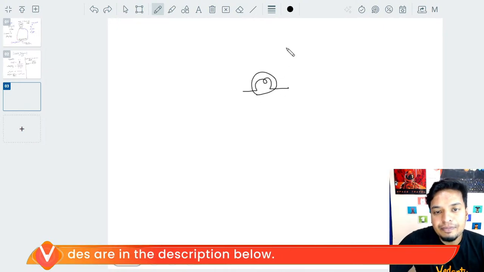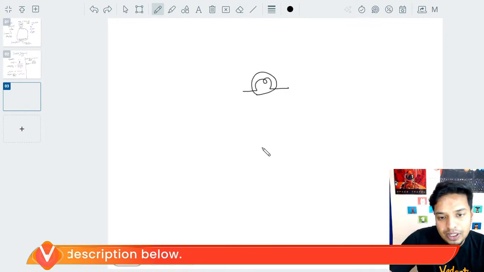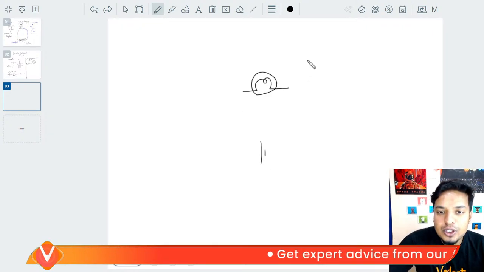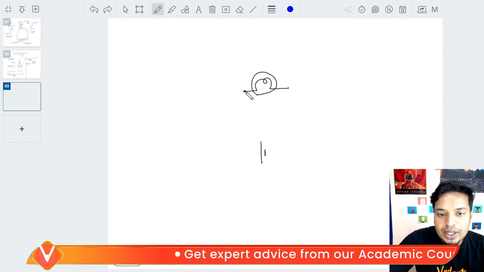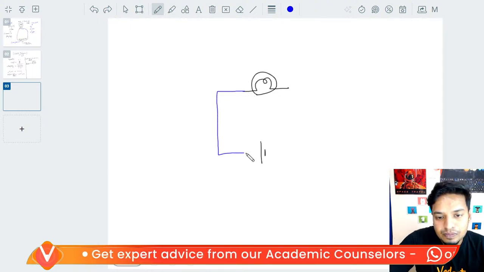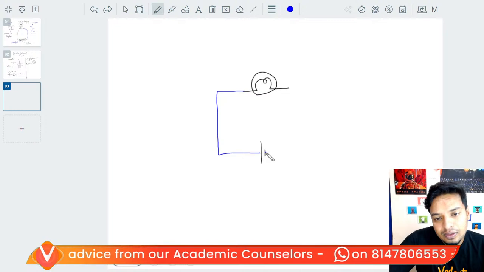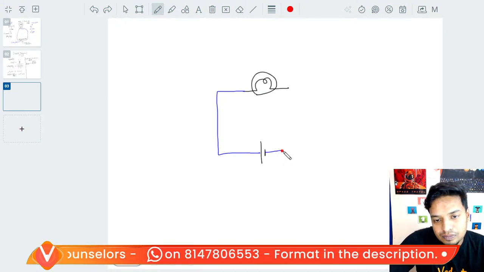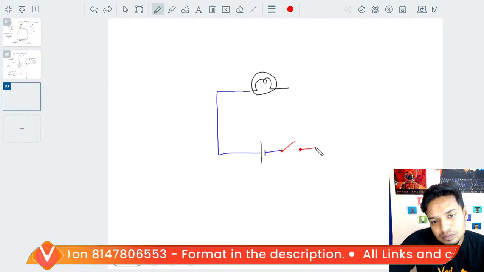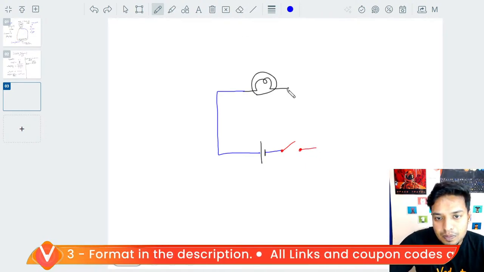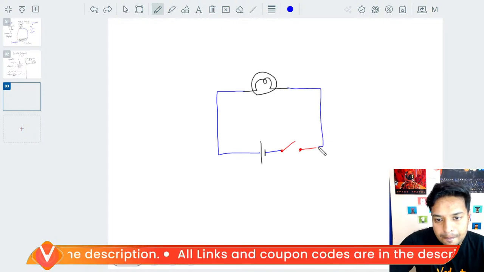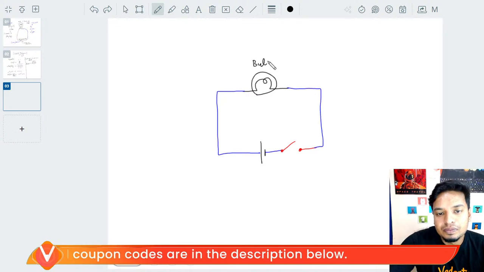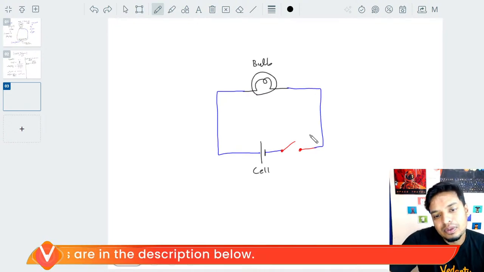Okay, the bulb is ready. Next, we had a cell. The cell is also ready. Now we have to connect. Let's also include a switch. Let's connect it. We use wires. Connected. Now let's use a switch. Okay, simple. So now what all do we have? We have a bulb, a cell, and a switch.